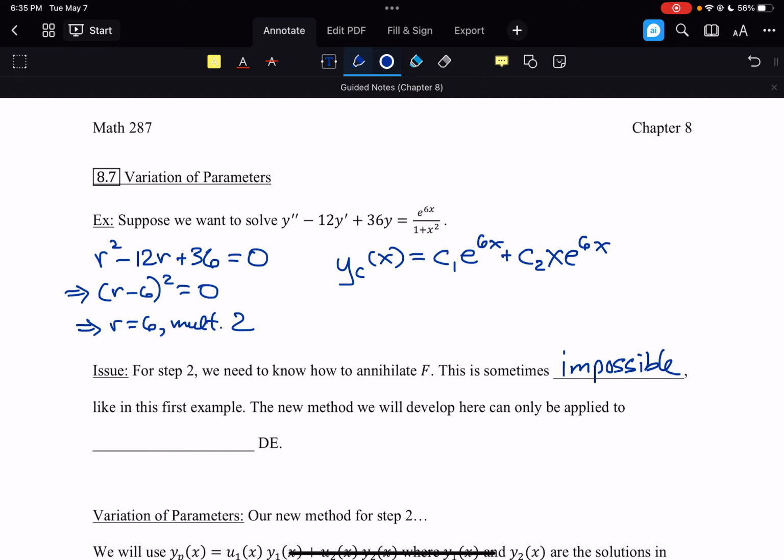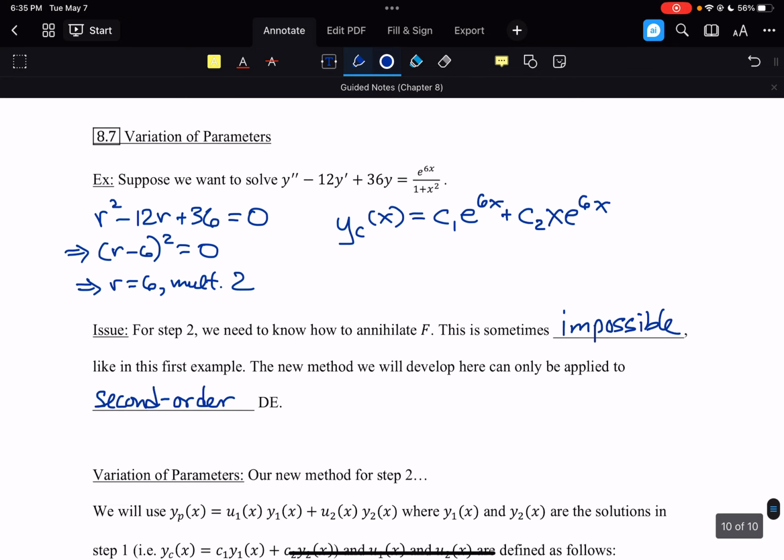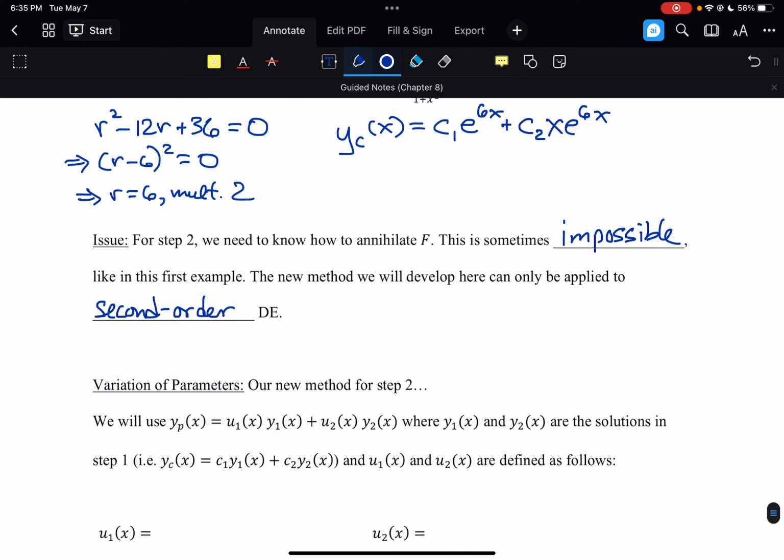So in order to handle cases like this, where we cannot annihilate a function, we are going to look at a new method that can only be applied to second order differential equations. So it is more limited in scope. It can only be applied to second order, but it is a much more general approach than annihilators. So it can handle a lot more functions than annihilators can, but again, only for second order differential equations. So this method that we have now is called variation of parameters.